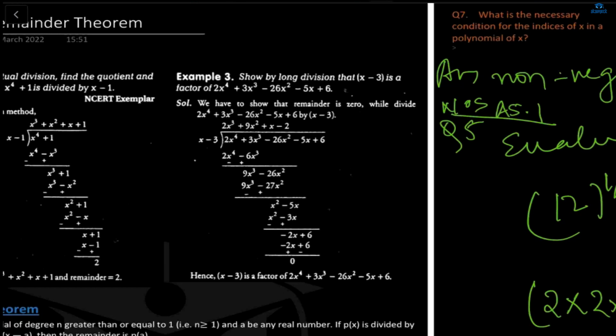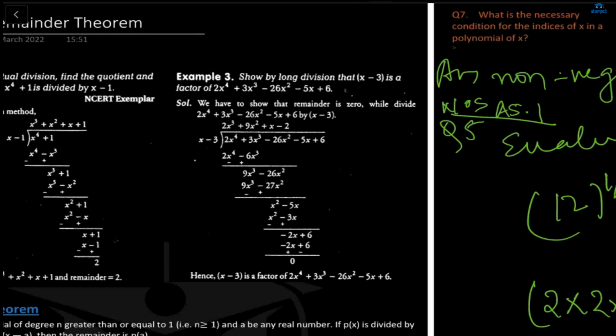No, it is already telling you in the question, show by long division that x minus 3 is a factor. You're correct, but here you have to show it by the long division method. What is the condition for it to be a factor? What will you check at the end when you divide the whole polynomial? Ma'am, if the remainder is 0, then it is a factor. Yeah, it's very good, Arham.